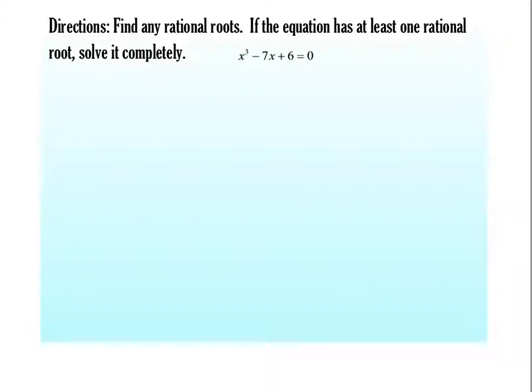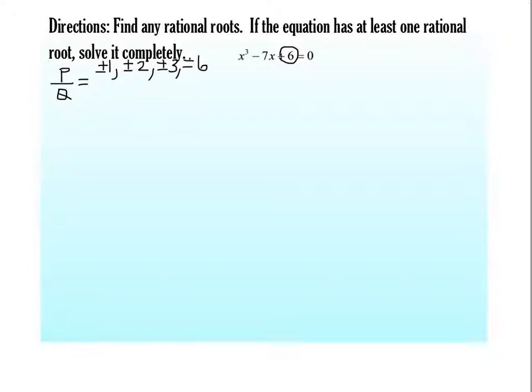So here's an example. The directions will just say find any rational roots, and then go ahead and solve it completely. So to come up with a list of the rational roots, we're going to use the rational root theorem, which says all the possibilities are going to be p over q. P is all the factors of the constant term. In this case, that's 6. So thinking about all of the factors of 6, we have 1 and 6 and 2 and 3, and then we could have either positive or negative of all those values. So the way I'm going to write it is plus or minus 1, 2, 3, or 6.